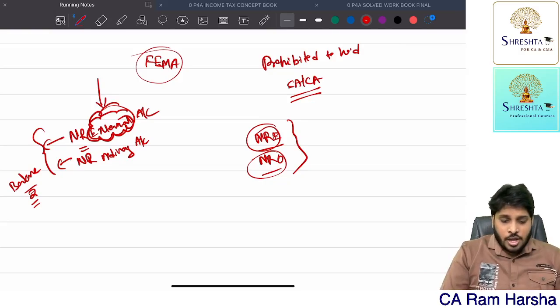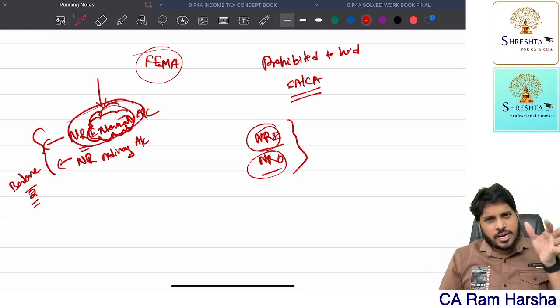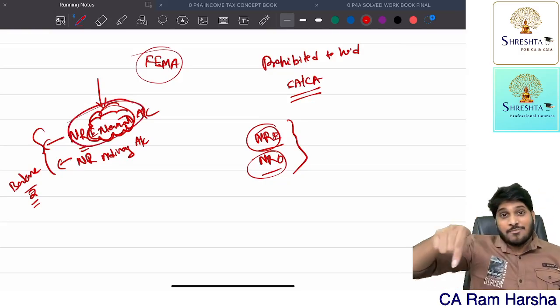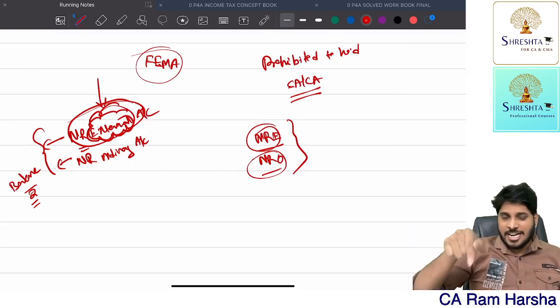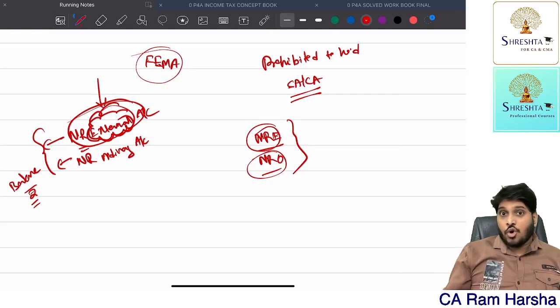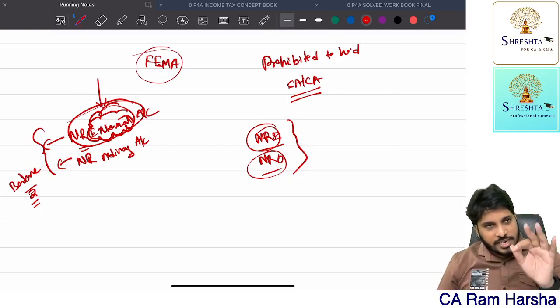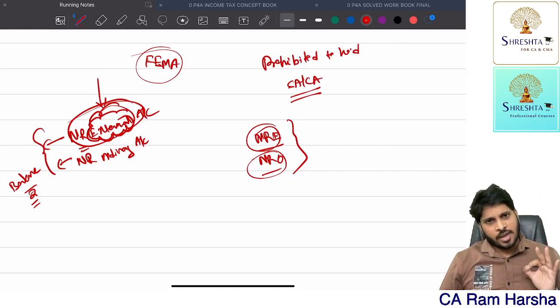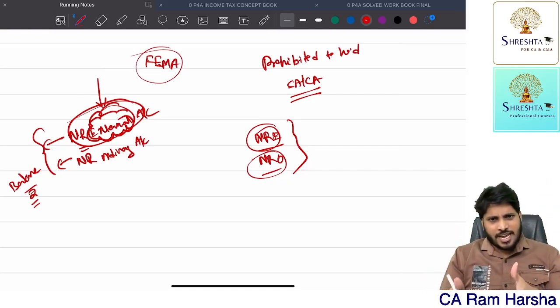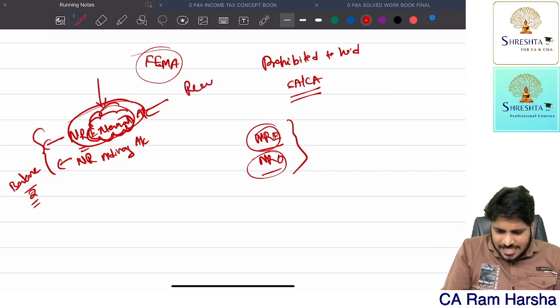So you can receive the entire foreign income in NRE. Suppose you have a property in India. You were an Indian citizen earlier. You have a property in India and somebody is paying rent. Don't take it in NRE. That is prohibited. In NRE, you can only take foreign income. Now, you are bringing foreign income to India. Is it treated as received in India?